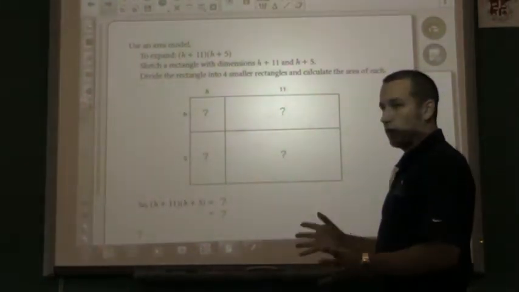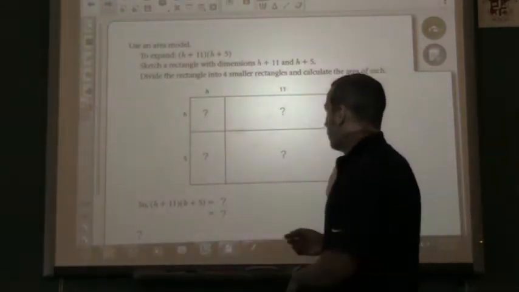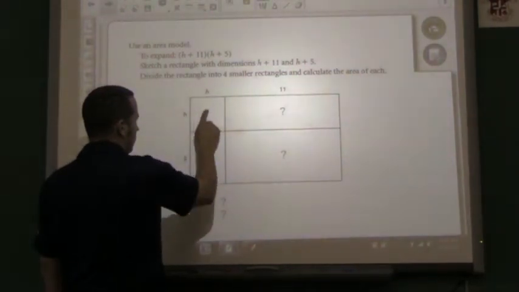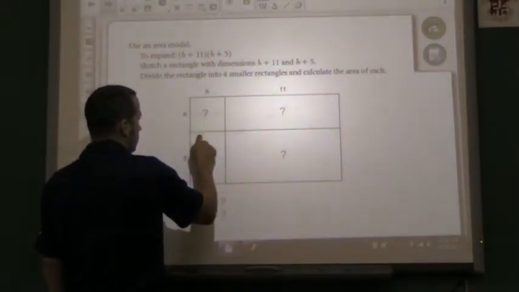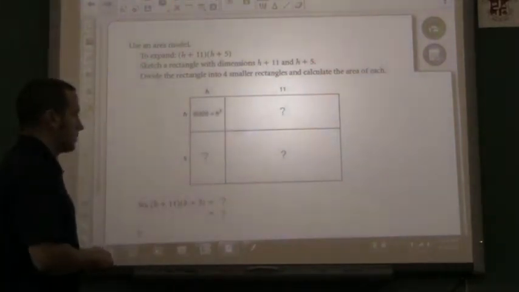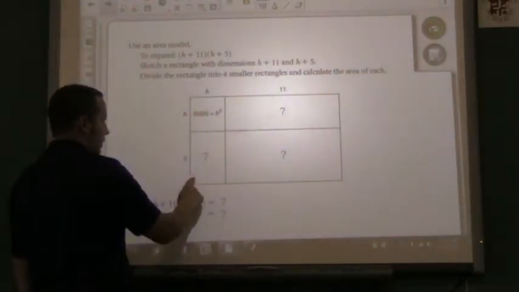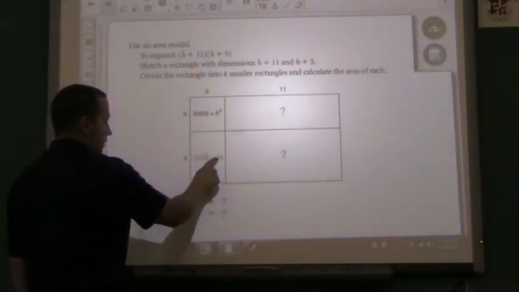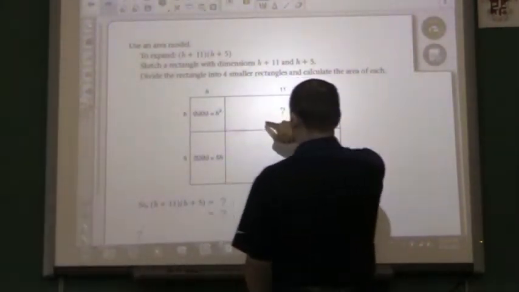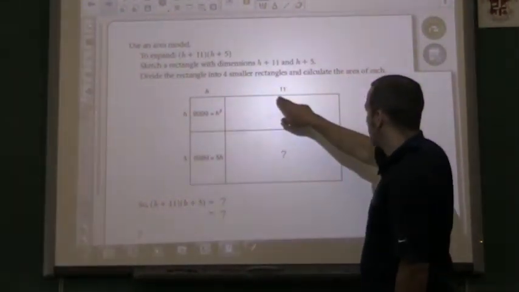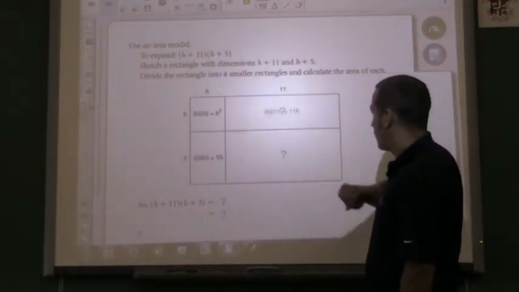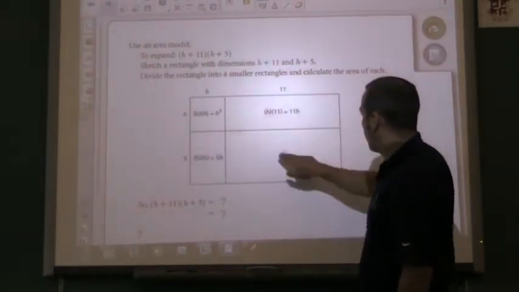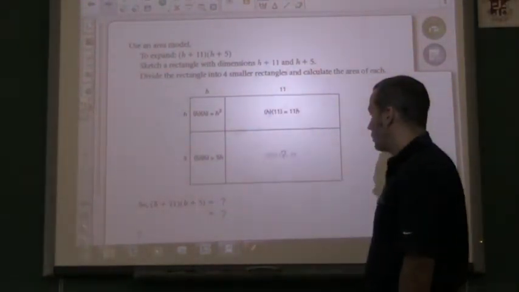Here's the difference. I don't actually have to put the algebra tiles in this time. For this particular block here, I have an h times another h. So h times h is going to give me h squared. For this block here, I have 5 times h. So 5 times h is going to give me 5h. On the top, I have h times 11. So that's going to give me 11h here. And for this last rectangle, I have 5 and 11. So I go 5 times 11, which gives me 55.